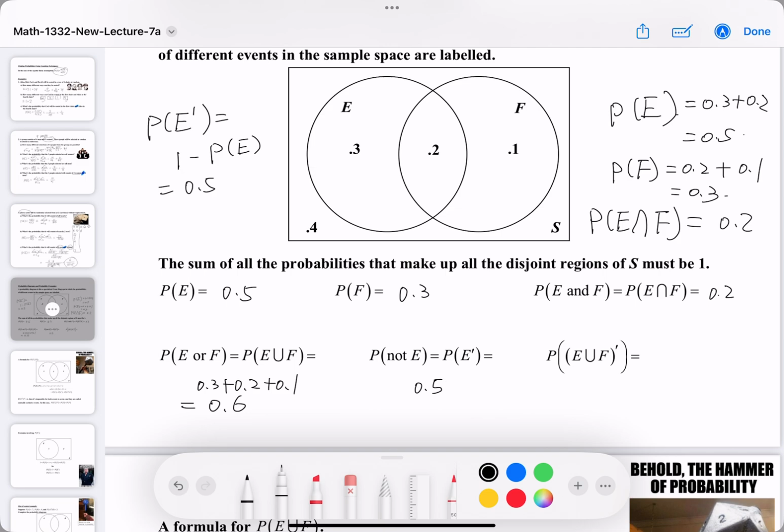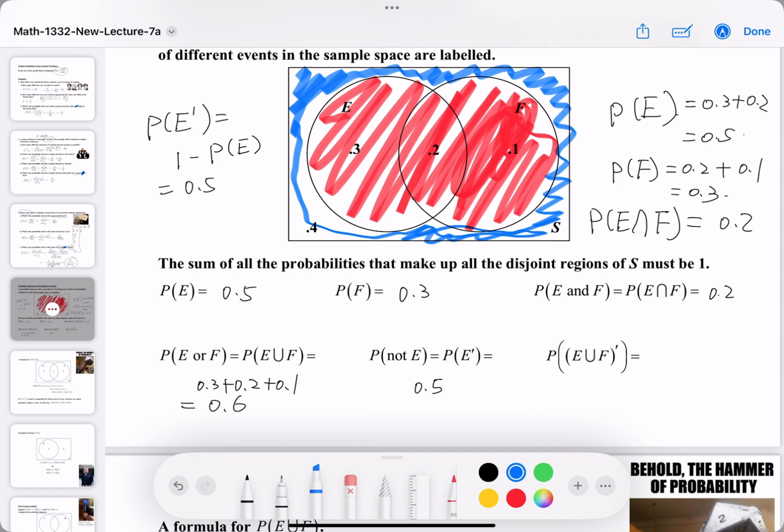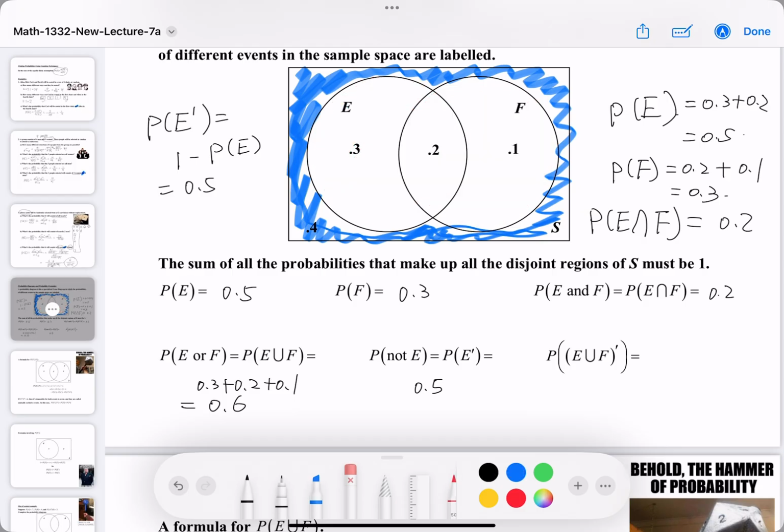And next question, what is P of the complement of E or F? What is E or F? You say E or F is the area I highlighted. But we are looking for the prime or the complement. That is the outside area. That is the blue area we're having. So they are not the red area. So we're having 0.4. So it is 0.4.